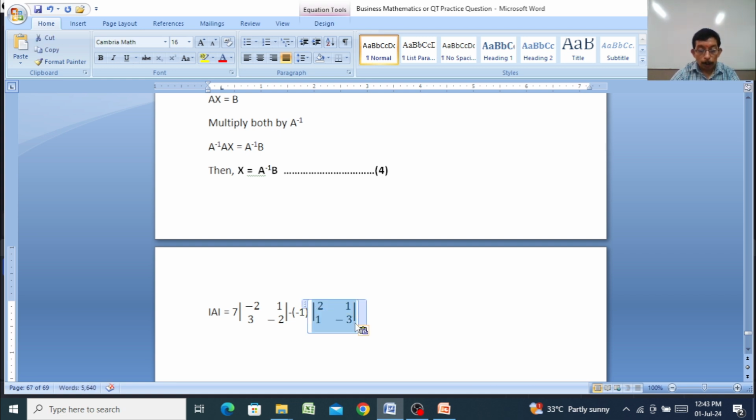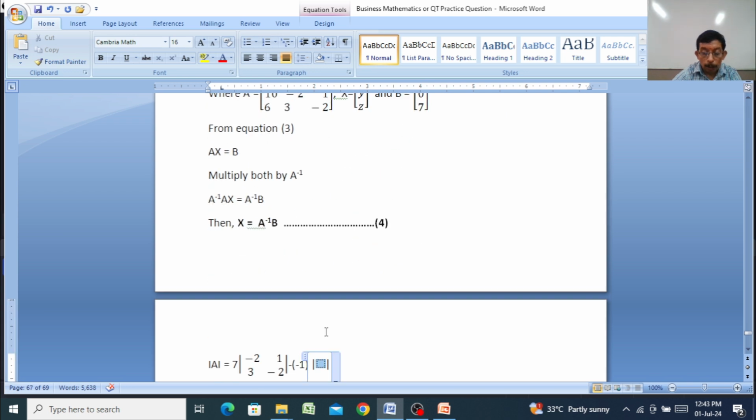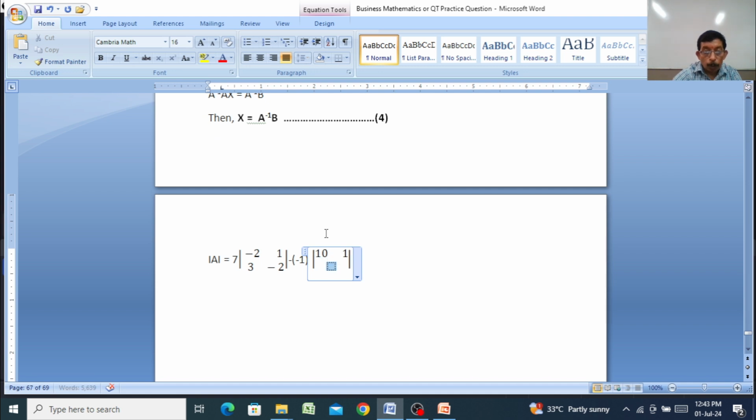Note down C12: the first row, second column element is cancelled out, and the remaining elements are 10, 1, 6 minus 2.